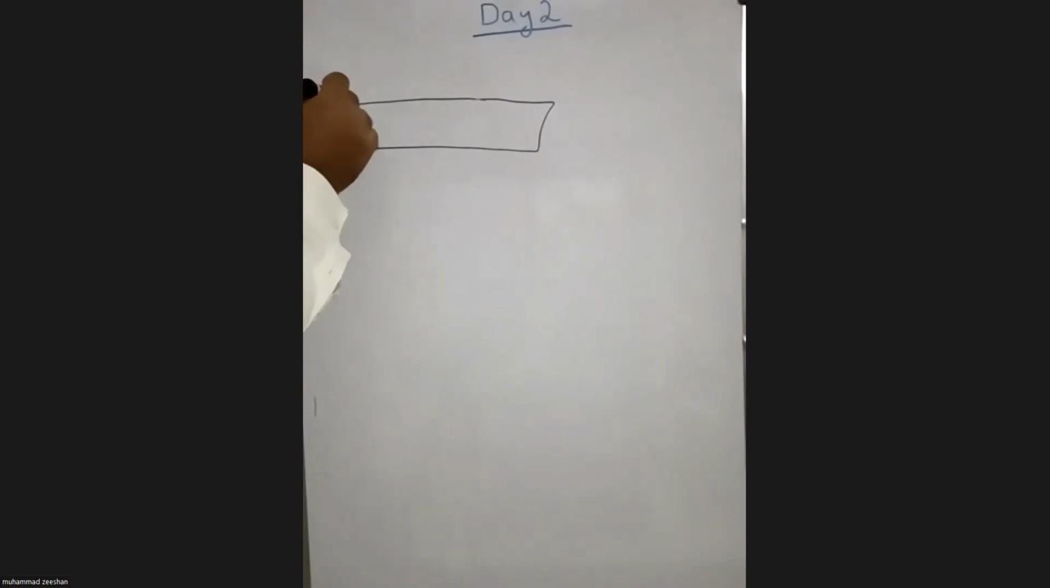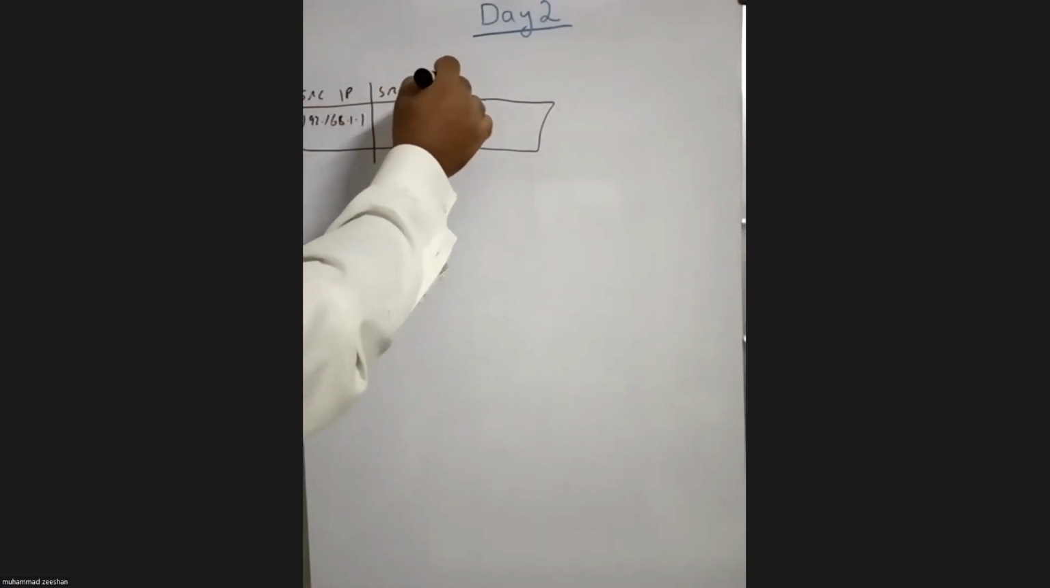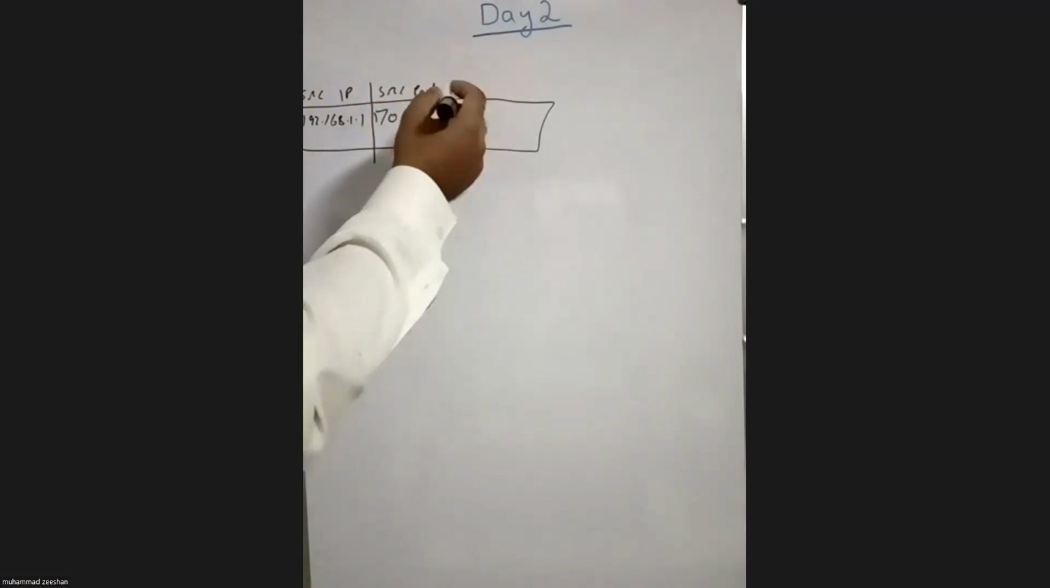Source IP address is, let's say, 192.168.1.1. Source port: I told you before, every service runs through ports. Let's say my port is 1700.